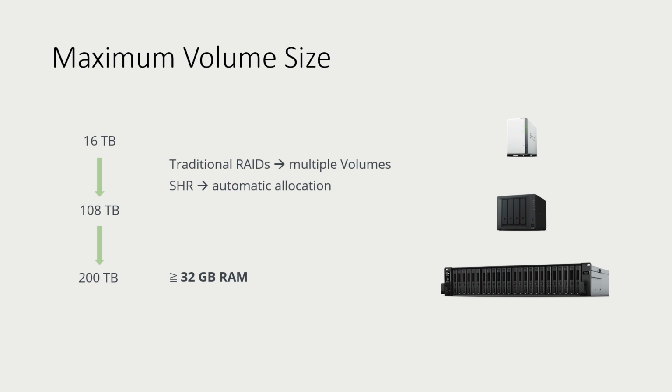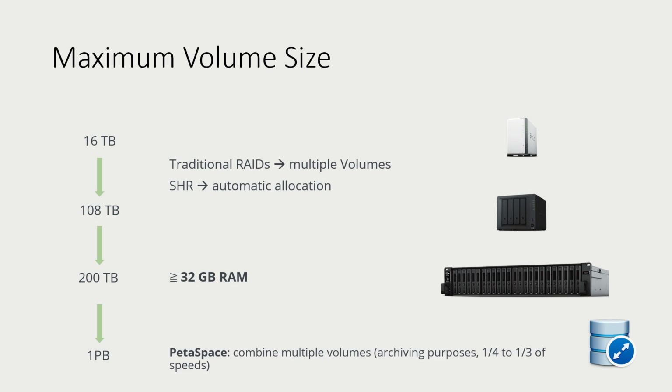Now, you might need to go beyond that, especially for archiving purposes. Well, we've got an app that combines multiple volumes together. It's called Petabyte, and it has a few limitations. The main one is that it's designed for archiving. So while you have a single shared folder built over multiple volumes, it does have a slight penalty on the speed. So expect 25 to a third of the speeds of a regular volume.